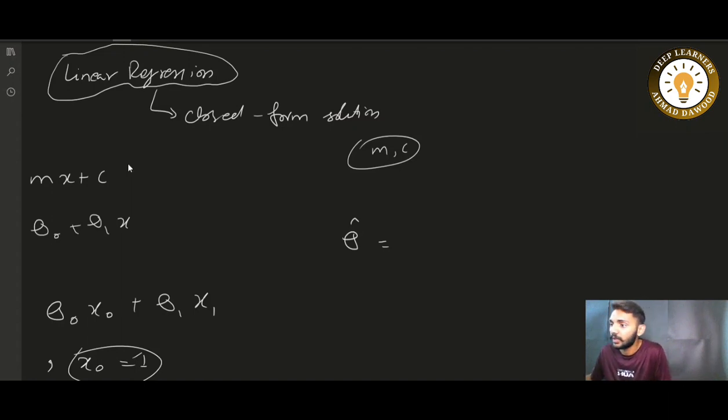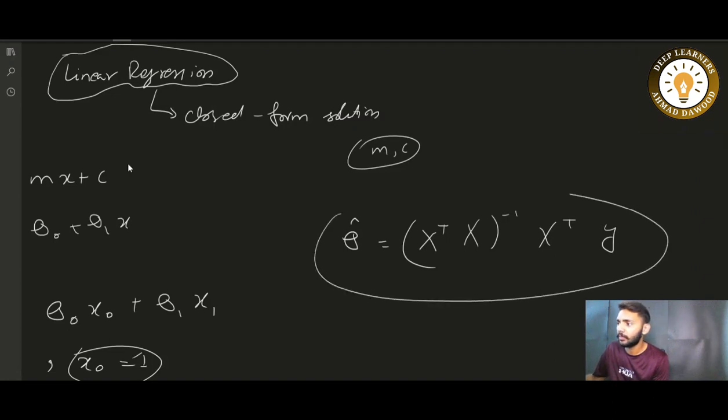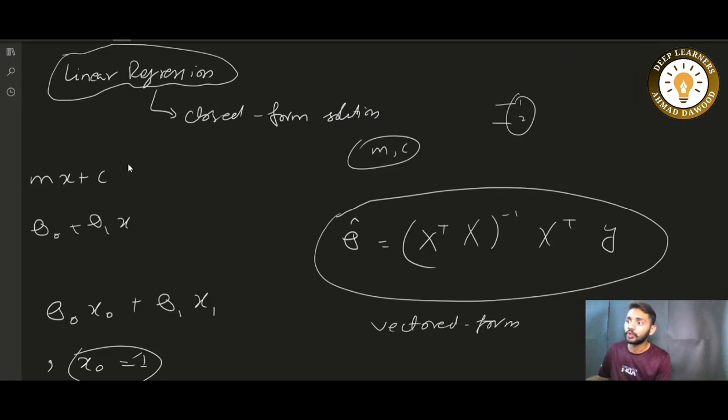Sometimes you will see the equation like that: X transpose X inverse X transpose y. This is also the same as the two equations we have calculated. It is just in vector form, so that's why it is in this way. We can also use that directly. In some books you will see this equation in this form.